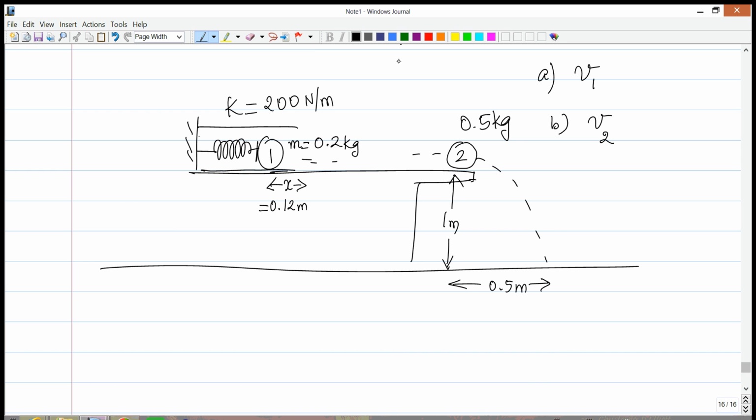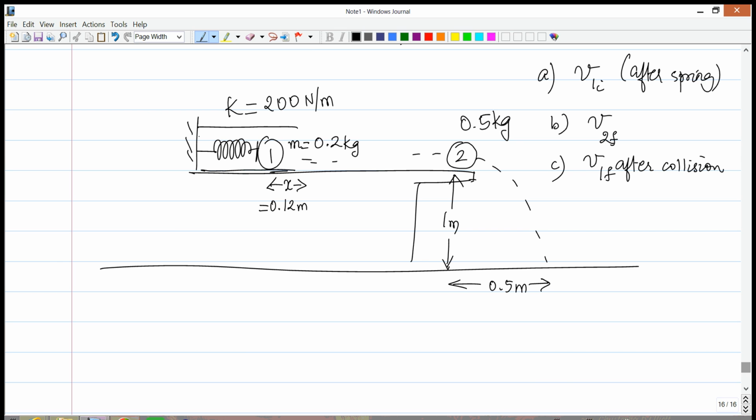So first we're going to find the speed of block 1, which is the 0.2 kg block, right after the spring lets go of it. Then we'll find the speed of the second block right after the collision, and then after that we'll find the speed of block 1 right after the collision. So V1F, V of block 1 right after the collision, this is going to be V2F, and this is going to be V1I in the beginning.